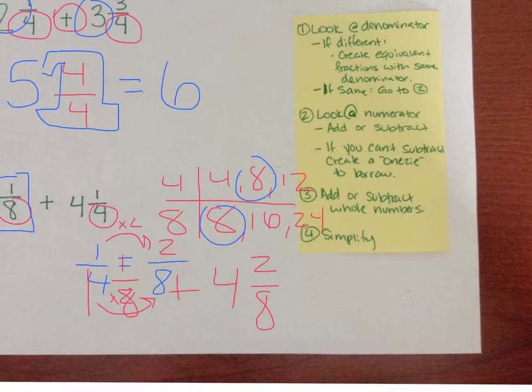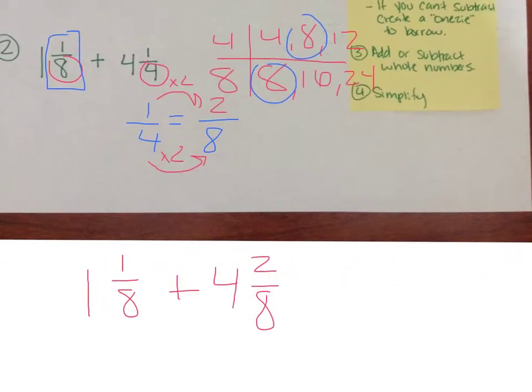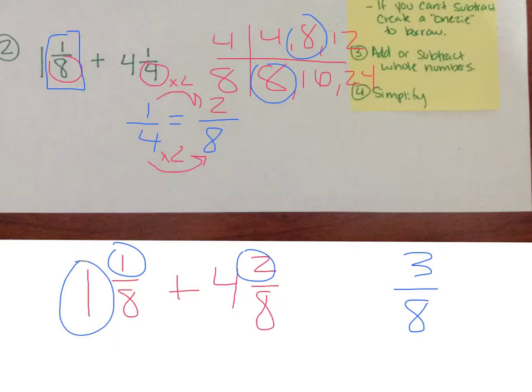Now my denominators are the same, so now I can add. Now I add the numerators. So 2 plus 1 is 3. So I have 3/8. And I add my whole numbers, which is 5. Now I ask myself, can I simplify? 3 is prime, and 3 does not go into 8, so I am done. So I can box my answer as done.